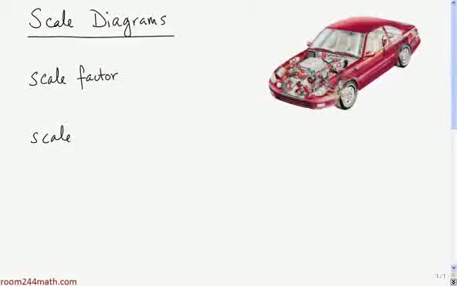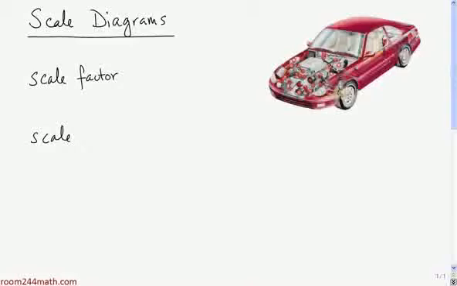And sometimes the real object is an image or a diagram itself, so you just simply have a smaller version of the image, which would be a reduction, or a larger version of the image, which would be an enlargement. And we do that sort of thing on the photocopier all the time.